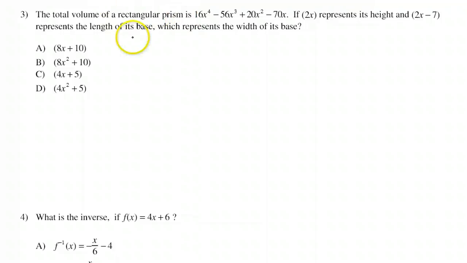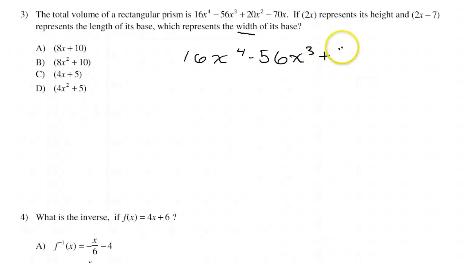For problem 3, if you remember, the best and easiest way to do this one is probably to just do it by factoring. So if we can factor out the height and the length, then whatever's left over is going to be the width. So let's look at this again. 16x to the 4th minus 56x to the 3rd plus 20x squared minus 70x. So the first step that's the easiest is to factor out a 2x first.